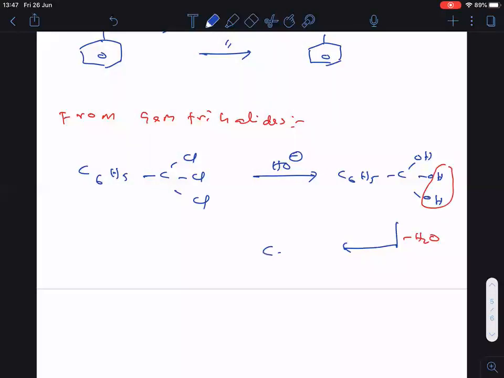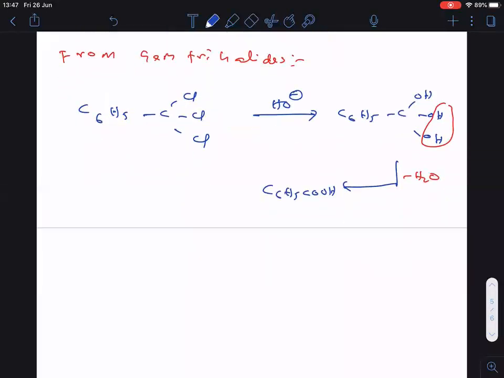Followed? Then what is the thing that is formed here? C6H5COOH is formed. And you know, C6H5COOH is called as what? Benzoic acid. C6H5COOH is said to be benzoic acid.